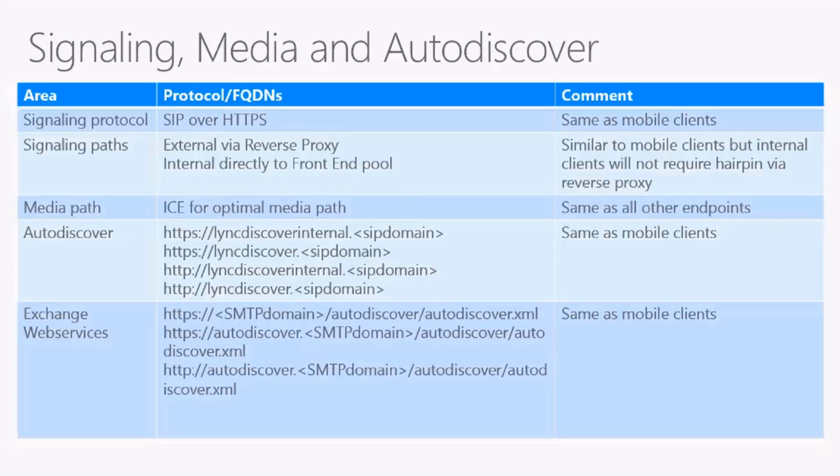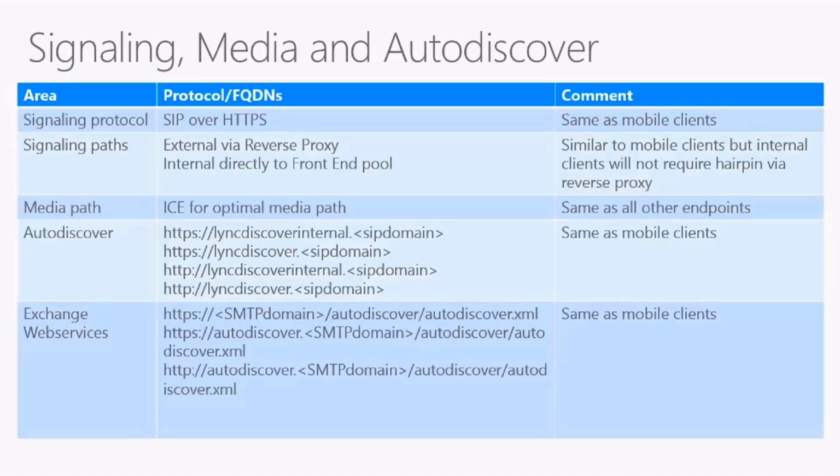The signaling path. Here's where it differs a little bit from the mobile client, what I was talking about earlier. If you're coming in from external, you're going to hit the reverse proxy, and then you're going to come into your Skype for Business environment. Now, if you're internal and you can resolve lyncdiscoverinternal.domain.com, as long as you are returned the proper values from that Lync discover internal request, you will hit your front end servers directly. So you won't do what the mobile client does, which is hairpin out through the reverse proxy to come back in. If you are able to resolve Lync discover internal, all your traffic will stay internal.